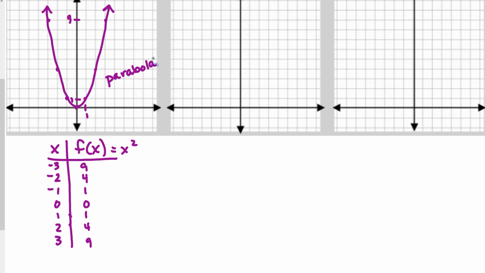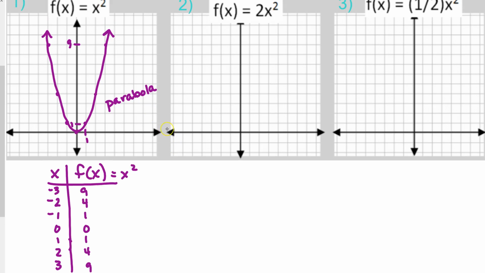This is our parent function, y equals x squared, our most basic parabola, and then the rest of them come from this. We'll be using transformations and other ways to figure out how to get to other parabolas. Notice the symmetry. We have symmetry across the y-axis. So if you were to fold it on the y-axis, it would line up with itself. That line is also known as the axis of symmetry.